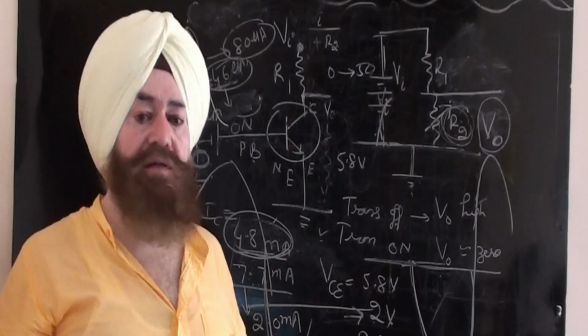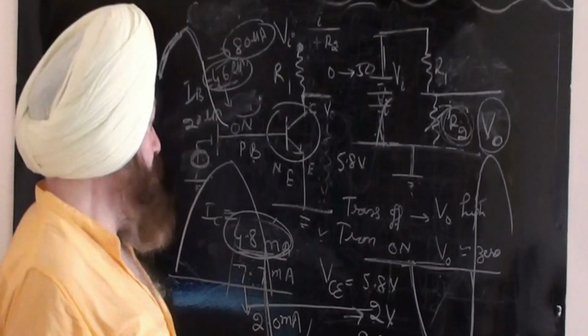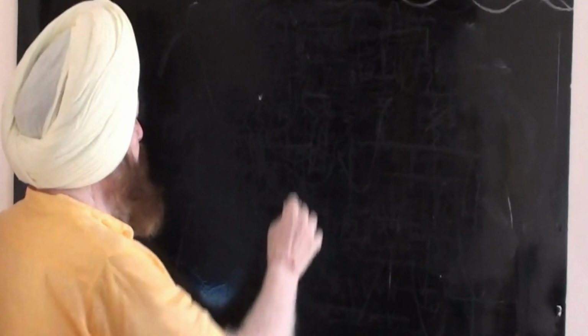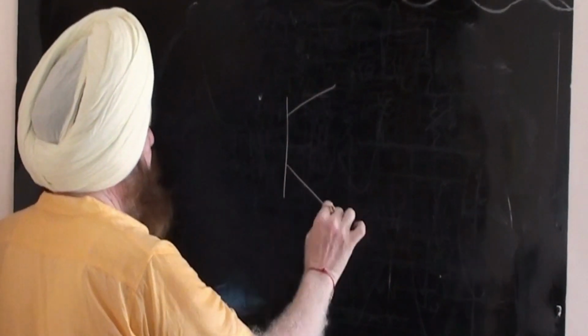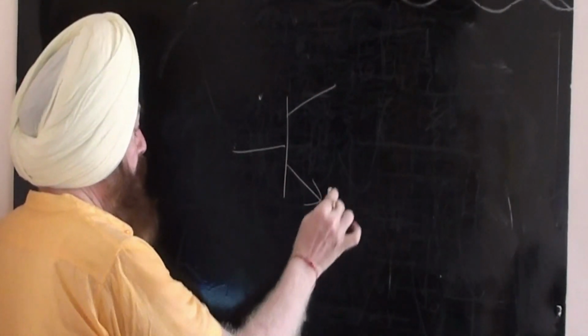Now I am coming to the actual circuit of the transistor. Now this is my transistor, NPN.